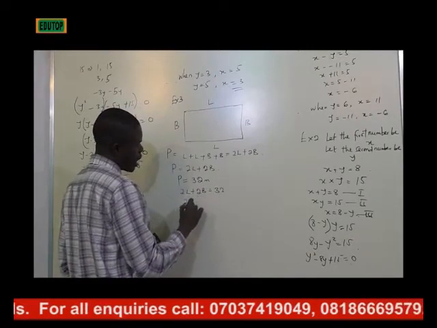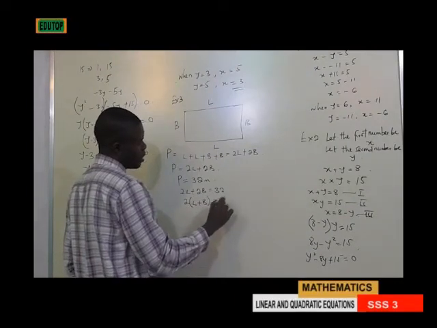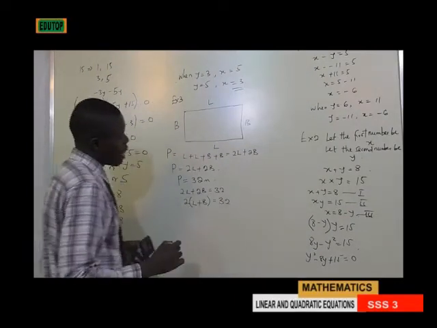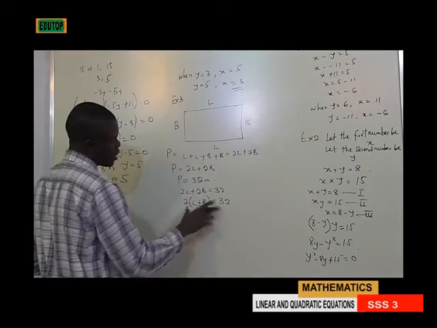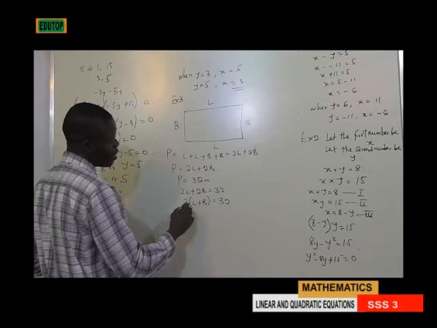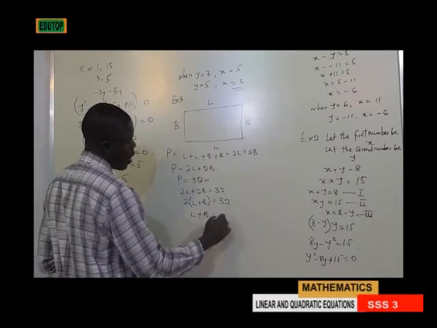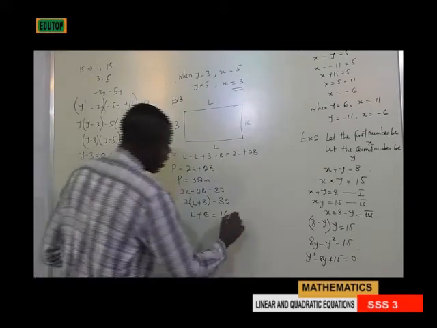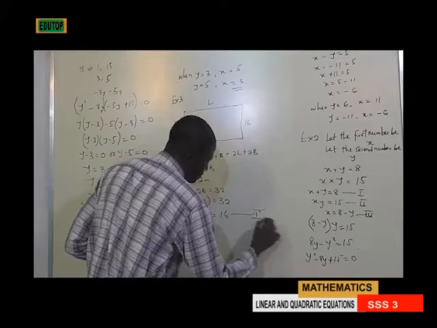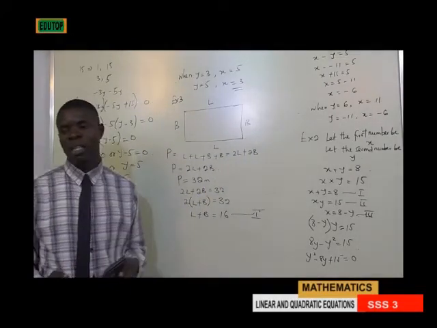Then 2 is common here. I can factorize 2 out and I'll be left with L plus B, which is equal to 32 over 2. By dividing both sides by 2 to reduce this equation to a simpler form, I will be left with L plus B, and dividing 32 by 2, I will have 16. So I can call this equation 1: L plus B equals 16.